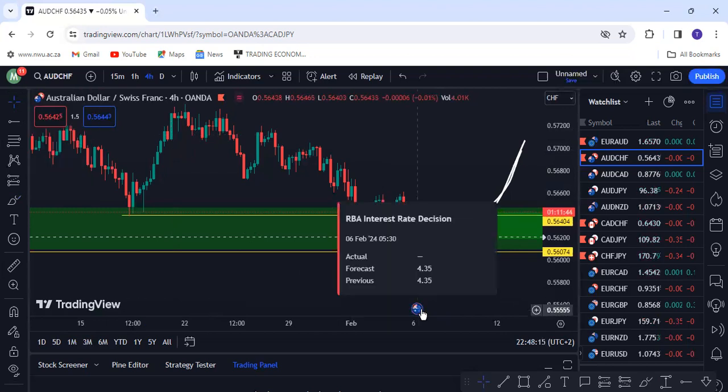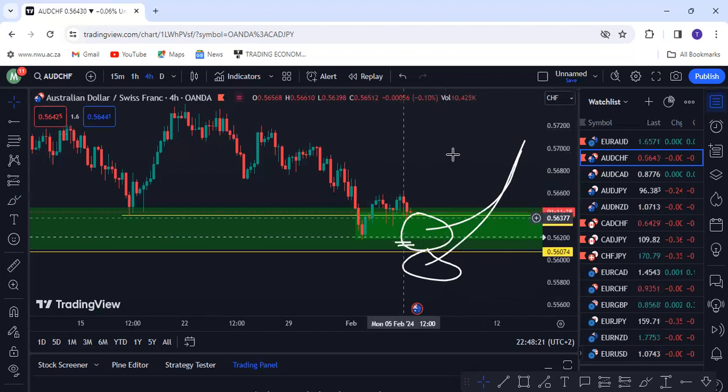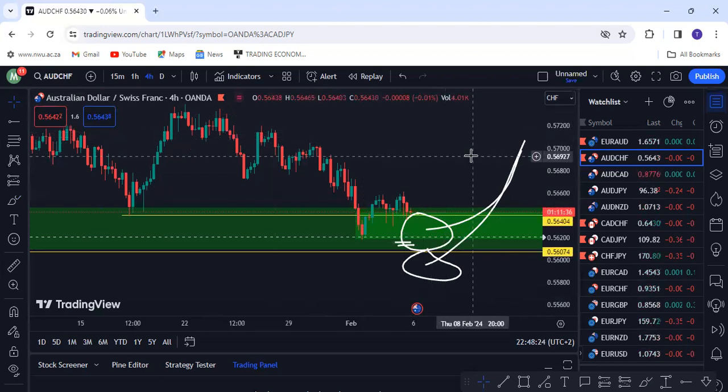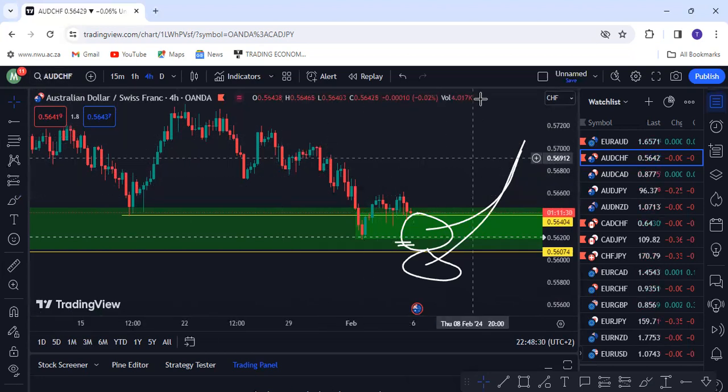So that's it for the Australian dollar, Swiss franc. The Swiss National Bank is devaluing their currency. So in the medium to long term, we expect to see a downtrend for the Swiss franc and the Australian dollar, if they continue to hold rates, we expect to see an uptrend. So we have a divergence there. That is why we are looking for buy trades on the pair.